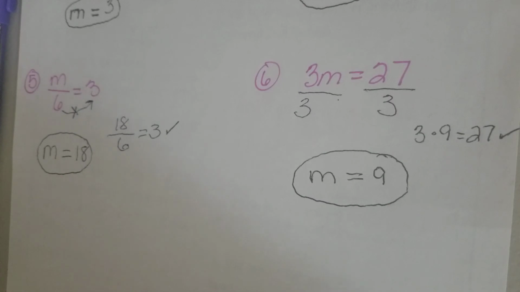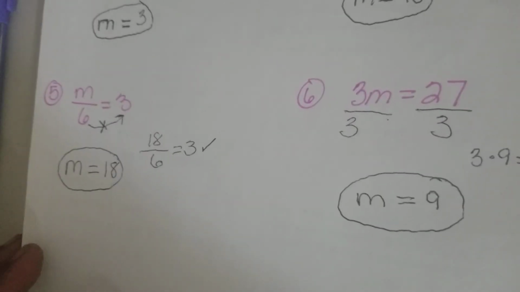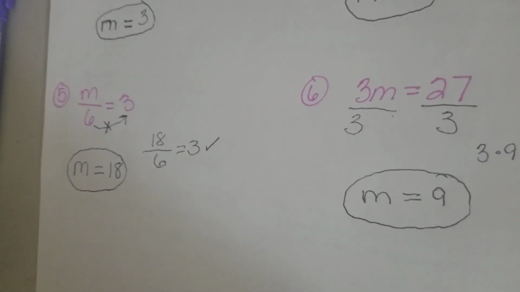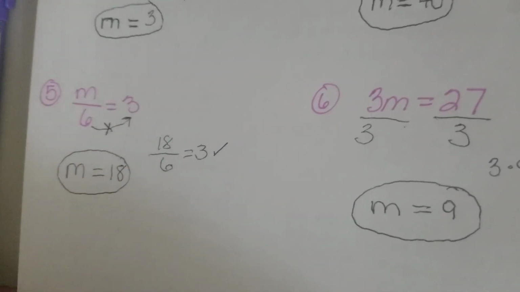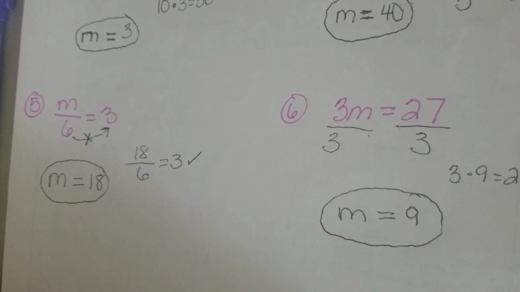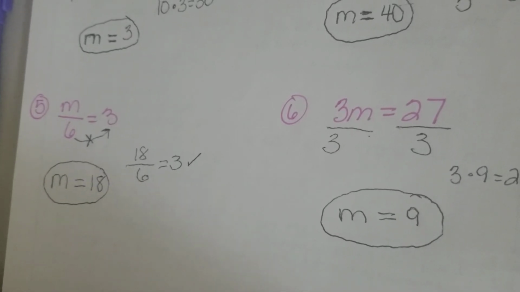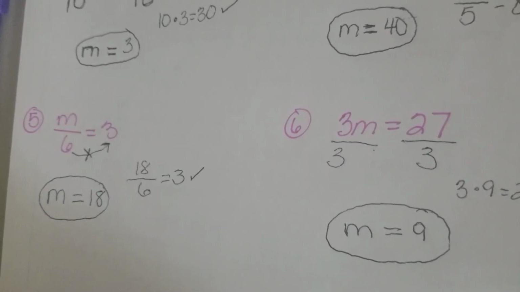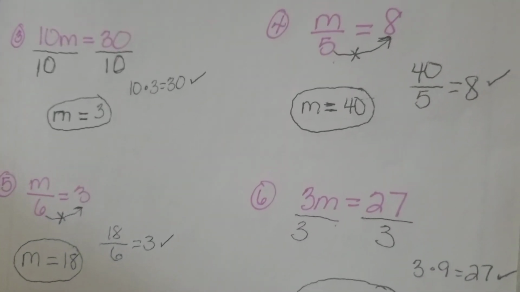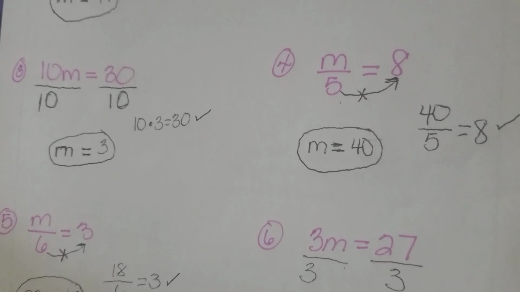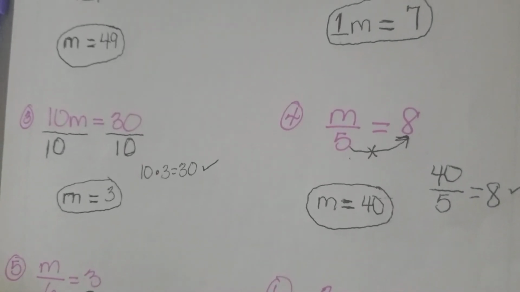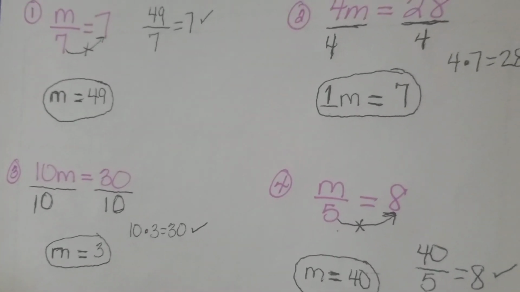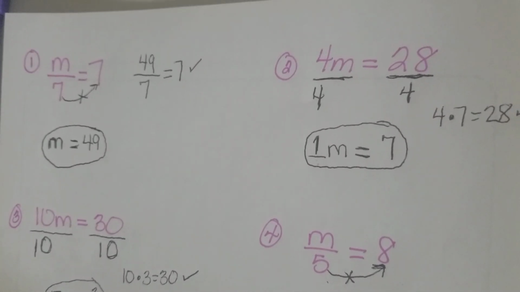So, these are the one-step equations dealing with multiplication and division that we just walked through. I'm going to slowly pan up so you can kind of see the problems and the answers as we went through them. 6 through 5, 4 and 3, and then 2 and 1.